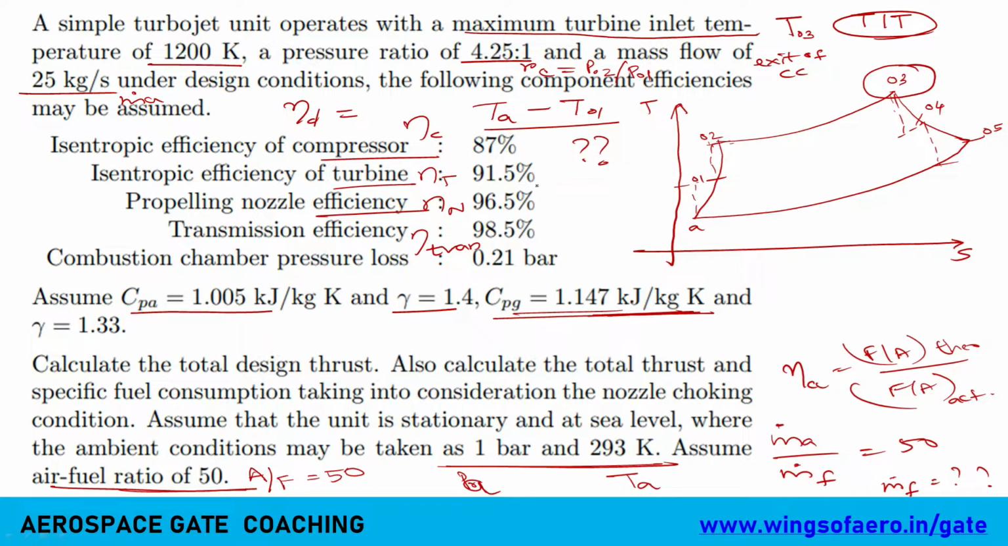So two ways, either we can take diffuser as 100%, or second thing we can consider T0A is equal to T01. Obviously if it becomes 100%, so this is what we have to take, right? This is what we have to take. Are you able to get my point?